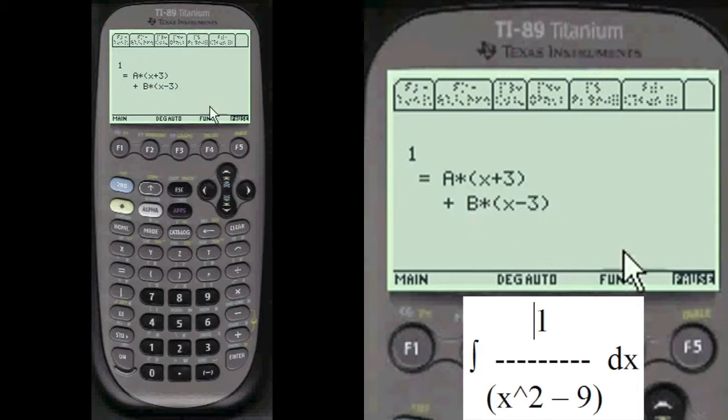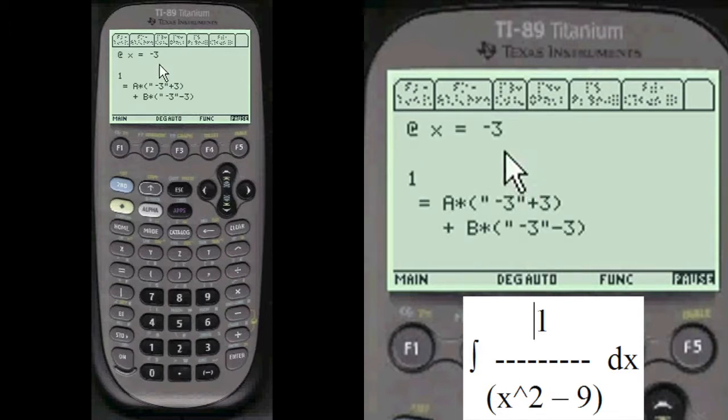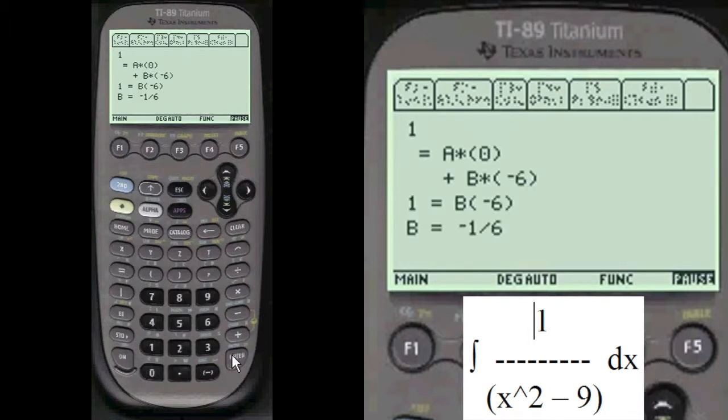Now the first thing you want to do is eliminate some of these, so you're going to put a minus 3 in here to make this 0. I do that for you. At x equals minus 3. Anytime you see quotation marks like this, you put parentheses. Parentheses minus 3 plus 3, which is 0. B times parentheses minus 3 parentheses minus 3, which is minus 6. 0 minus 6, so 1 equals b times minus 6, so b is equal to minus 1/6.